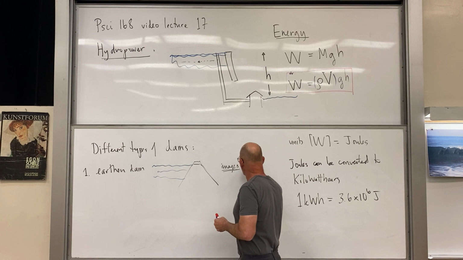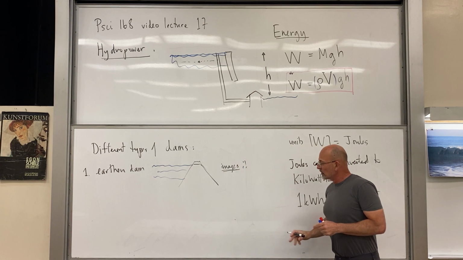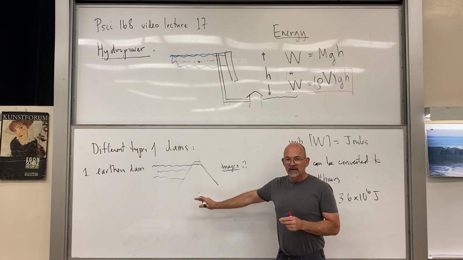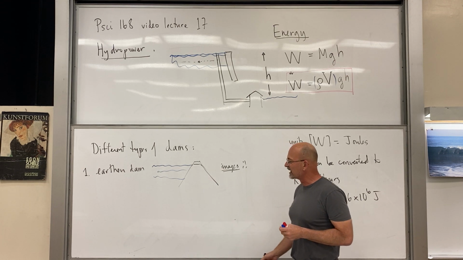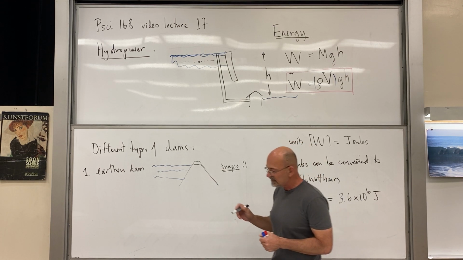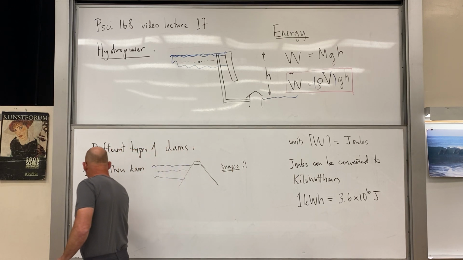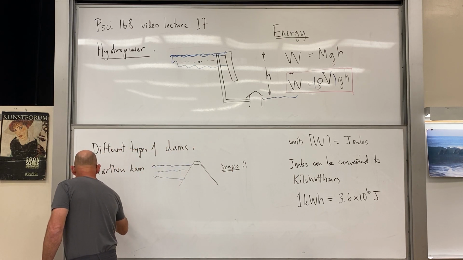Images, and whatever you print out, make sure you label it as to what it is and possibly where it is and how big it is and so forth. Another type of dam is a gravity dam.